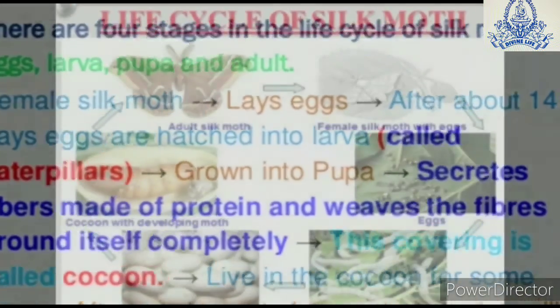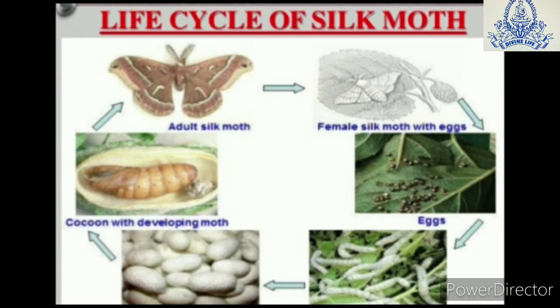Diagram is given in the textbook. Let's quickly revise the life cycle of a silkworm. The adult female silk moth lays eggs on the leaves of the mulberry tree. The egg develops into a silkworm or silk larva, which feeds on mulberry leaves and grows. It now develops a silk thread around itself, and this stage is known as cocoon. And after development, it grows into an adult silk moth.